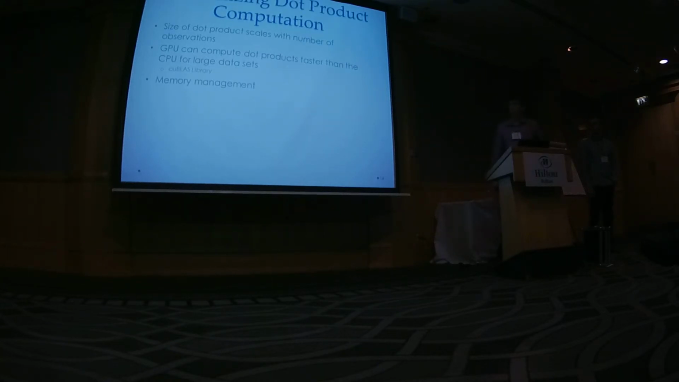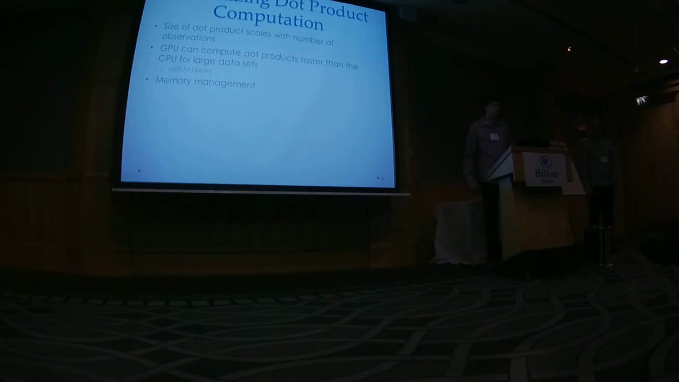Okay, so next we're going to talk a little bit about parallelizing the dot product, which is essentially the meat of our work. The size of these dot product computations scales with the number of observations, which in our experiments and in the real world data range from about 10,000 observations all the way up to 1 million observations, which is a pretty big vector.